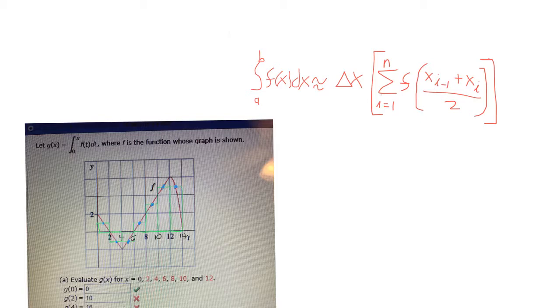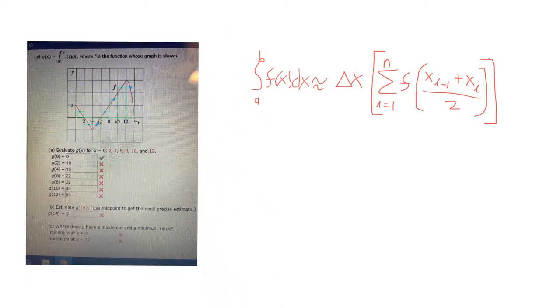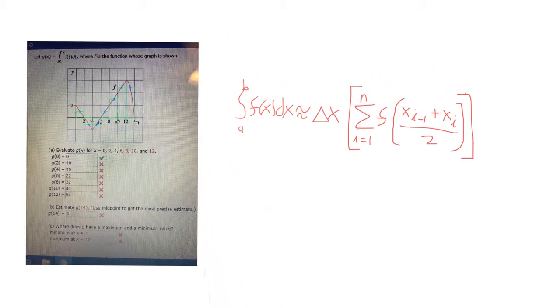Okay, so I'll just tell you what delta x is in algebra language. Delta x is, therefore, b minus a all over n. Now n stands for how many rectangles you want to use.